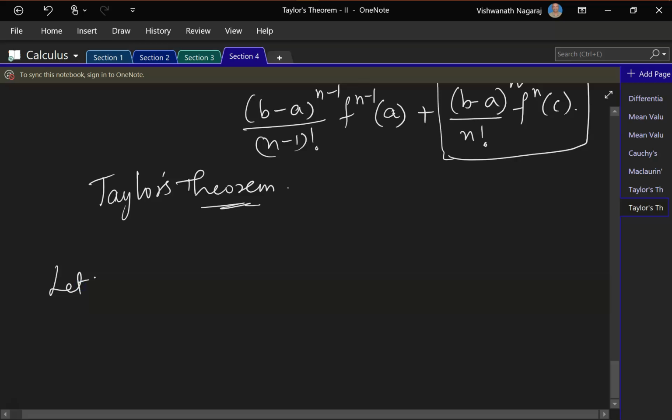Let b is equal to a plus theta h. Now here theta is between 0 and 1, open interval 0 and 1, and is a real number.